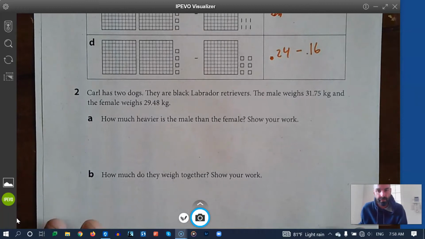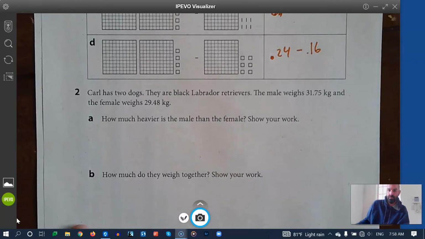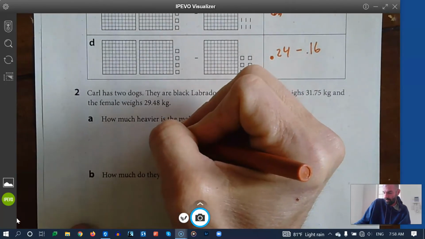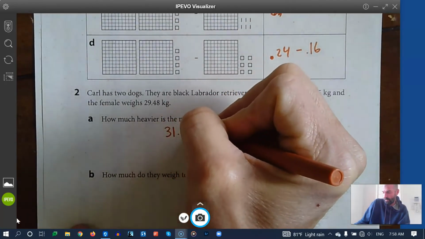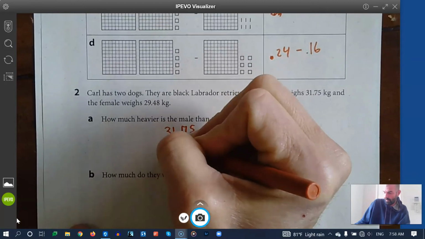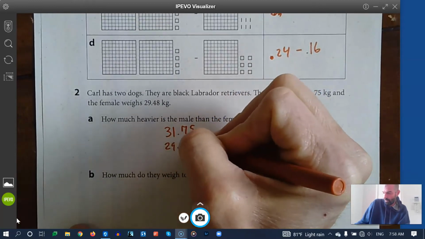Carl has 2 dogs. They are black Labrador retrievers. The male weighs 31 and 75 hundredths of kilograms. And the female weighs 29 and 48 hundredths kilograms. How much heavier is the male than the female? Show your work. I'm going to do that in 3, 2, 1. So to find that out, I'm going to subtract. I'm going to remove the female's weight from the male's weight to see.